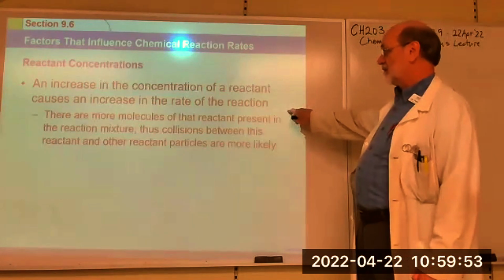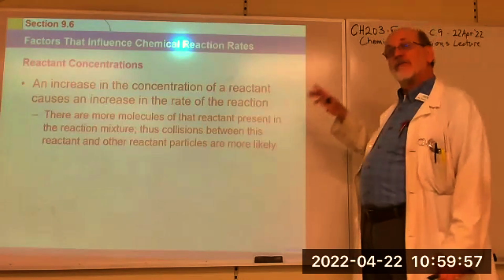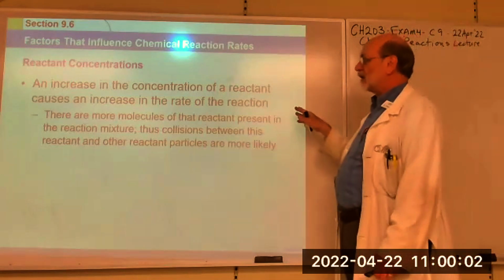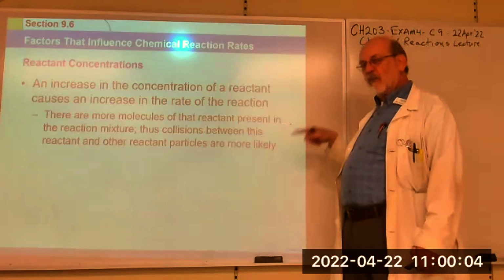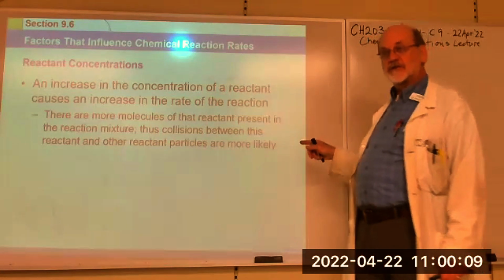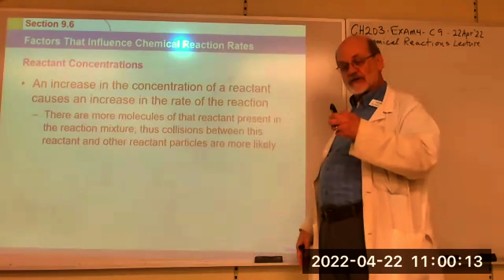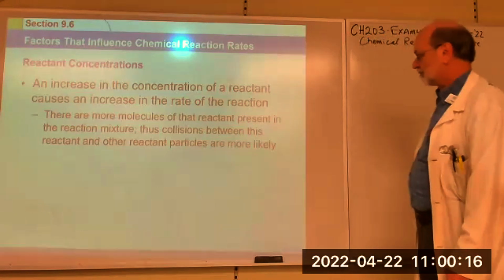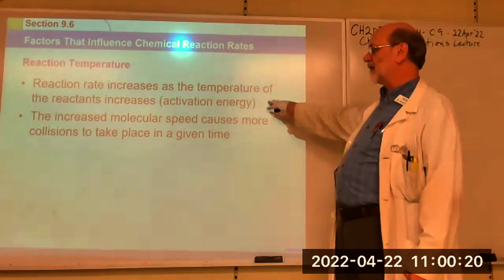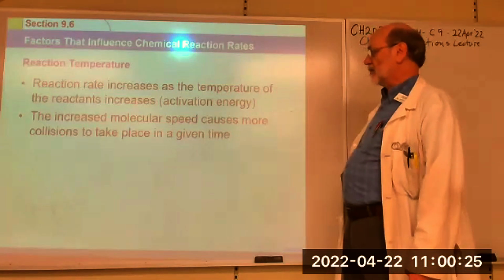Reactant concentrations: more molecules of the reactant present in the reaction mixture, thus you have more collisions. So we're going back to the collision theory to influence the reaction rate. The more collisions you have, the higher the probability you will have a reaction. So the reaction rate should increase, even if the temperature remains constant. And then the temperature, of course, supplies enough kinetic energy to exceed the activation energy. That's the key to reaction temperature.